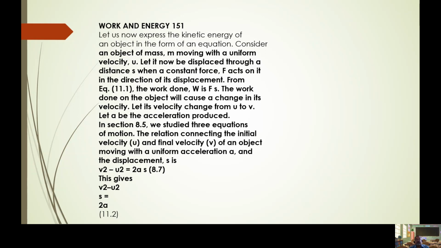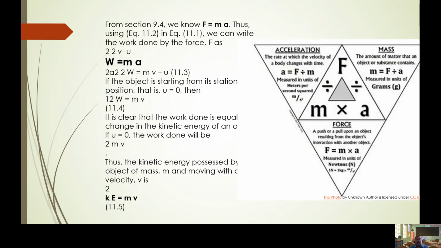Let a be the acceleration produced. In section 8.5, we studied three equations of motion. The relation connecting the initial velocity u and final velocity v is v squared minus u squared is equal to 2as. This gives (v squared minus u squared) divided by 2a is equal to s. From this, we know that F is equal to ma. Thus, using the equation, we can write W is equal to m times a times s.